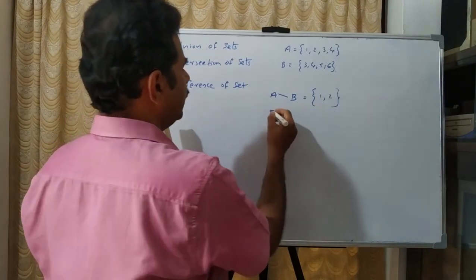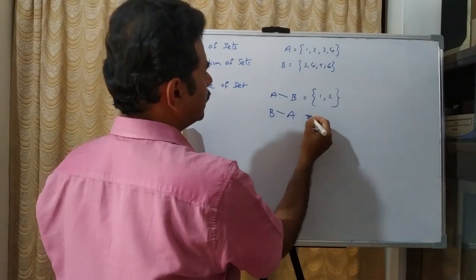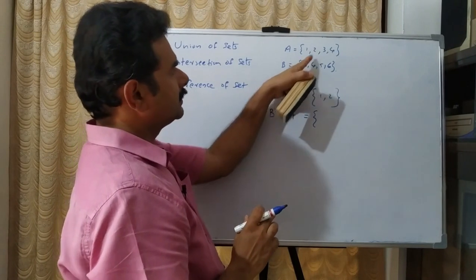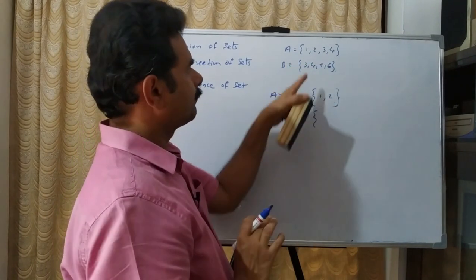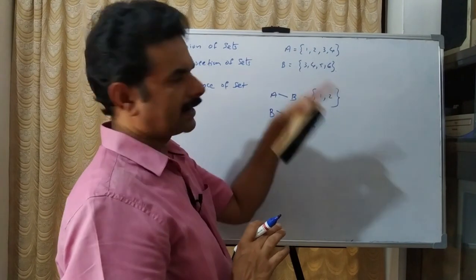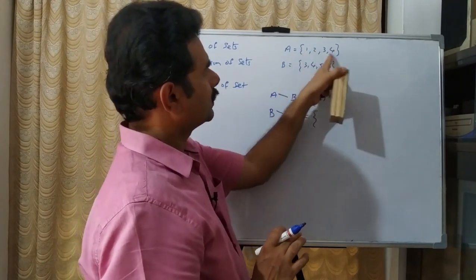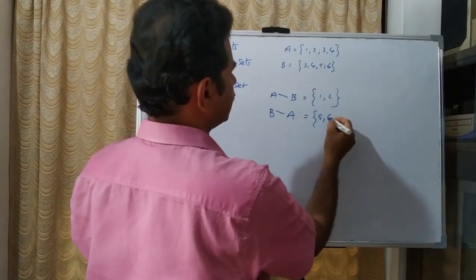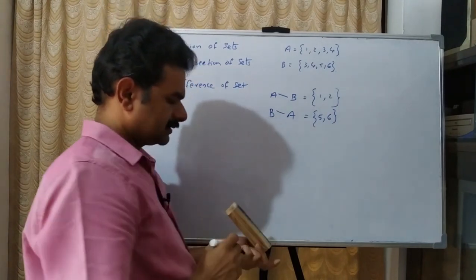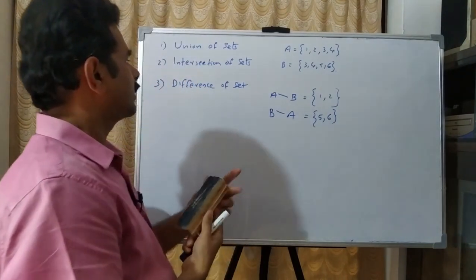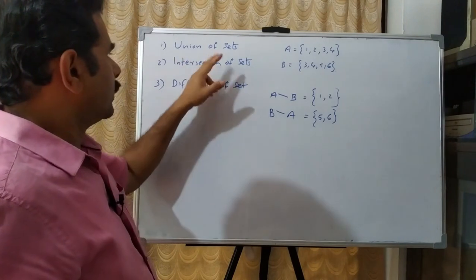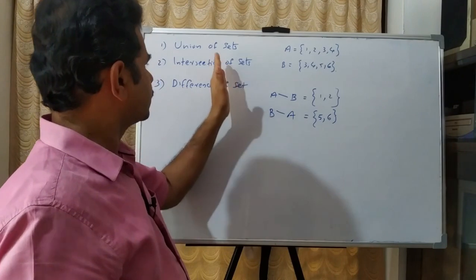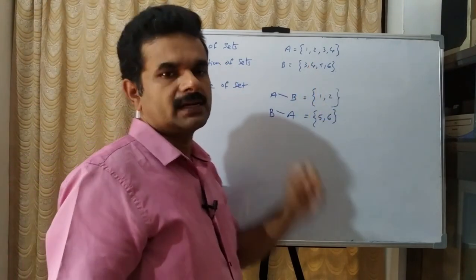Similarly, what will be B difference A? B difference A is equal to what? Set of all elements of B. 3 is here, so 3 is not included. 4 also is here, not taken. 5 is not here, so 5 is taken. 6 is not here, 6 is taken. So this is B difference A. So that is all about difference of sets. So union, intersection and difference. These are the 3 operations used in sets.